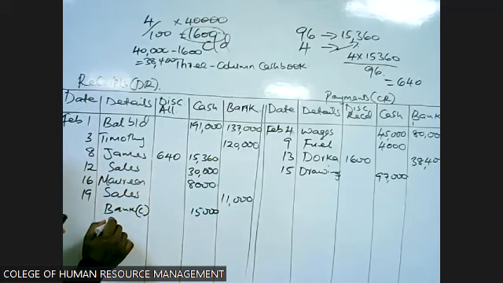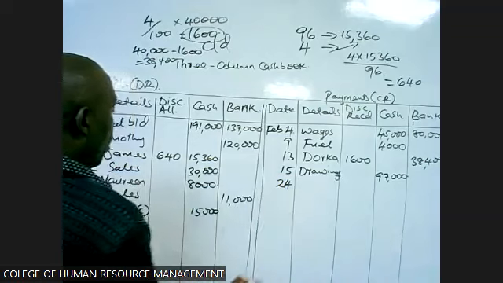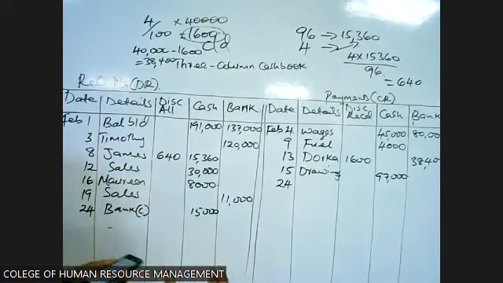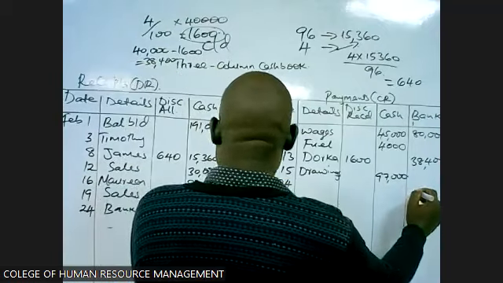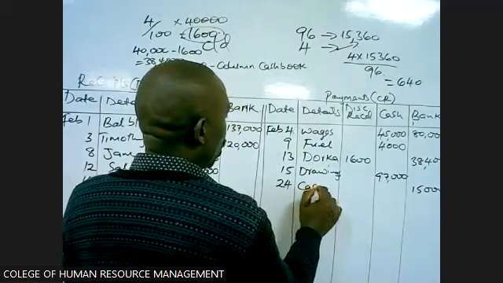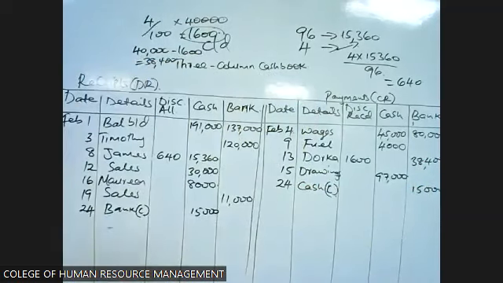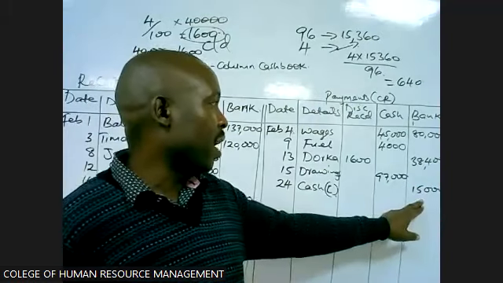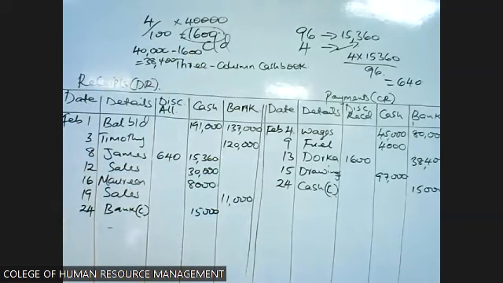Contra entry, that is on the 24th. The same 24th, bank is reducing because we are withdrawing money. So there is a decrease in bank by 15,000, and that money is going to cash. Like that. Contra entry. The account that is paying, you put the figure on the payment side. The account that is receiving, you put the figure on the debit side.